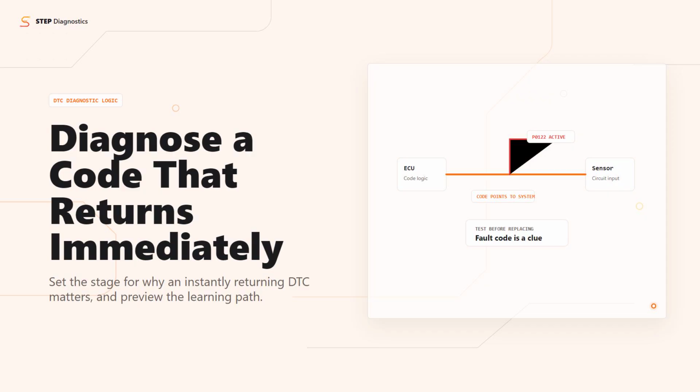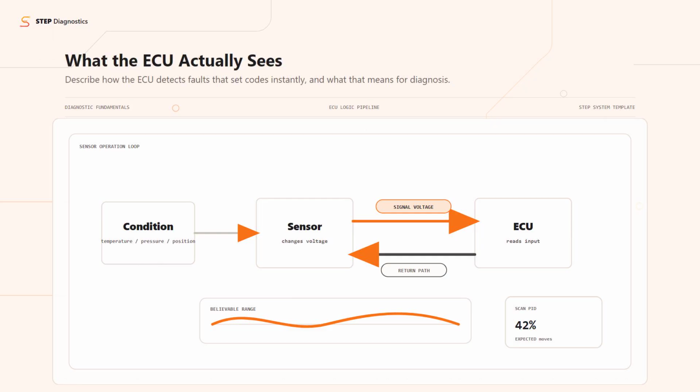No guessing required. A code that sets instantly means the ECU's fault logic can see the problem as soon as the monitor runs. This usually points to a hard failure the module can verify immediately, such as an open, a short, or an impossible reading.